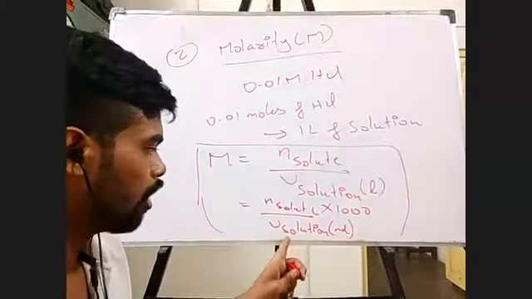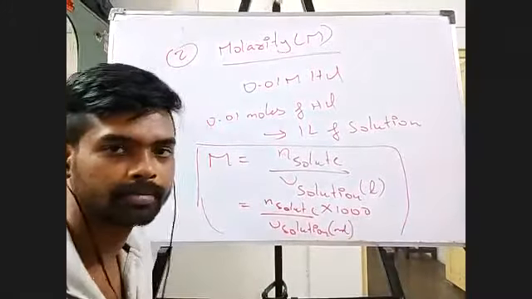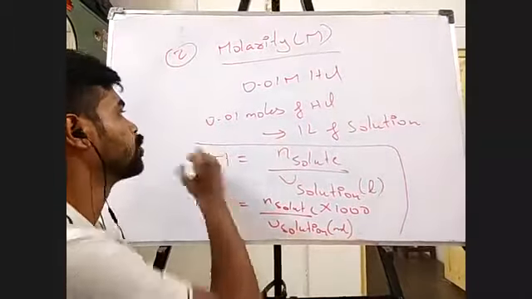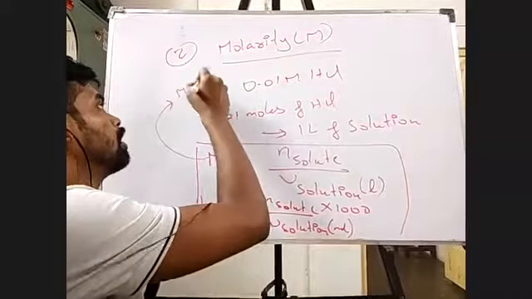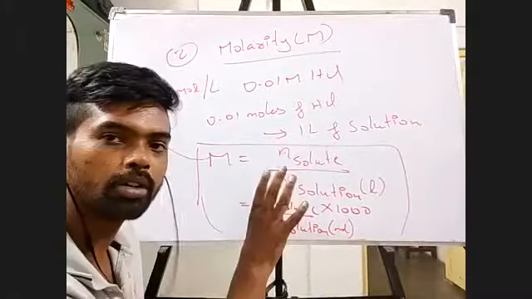If the volume is given in terms of ml, multiply the numerator by 1000. You can understand now why I am doing this: the unit of molarity is mole per liter, that is, the number of moles in 1 liter.